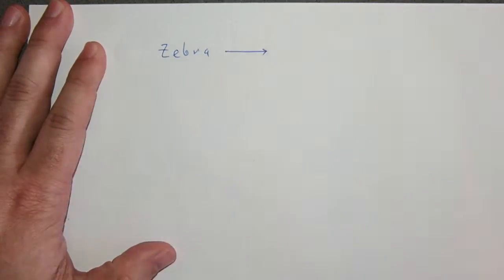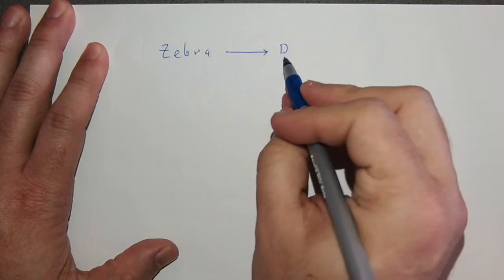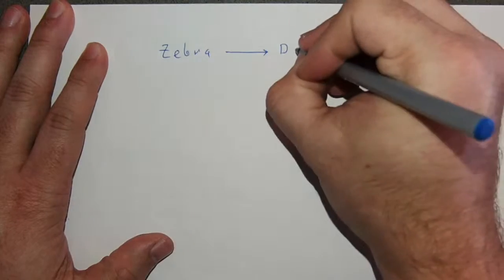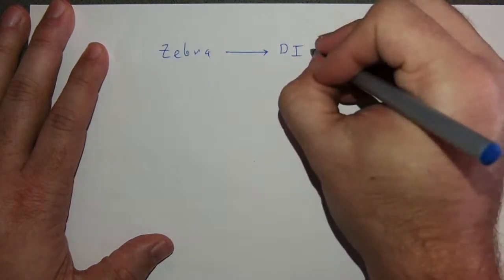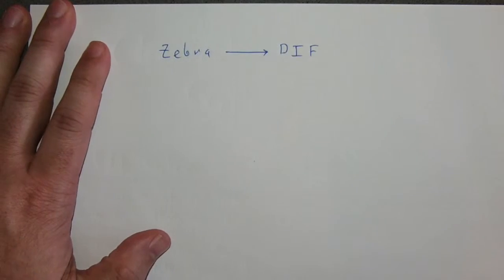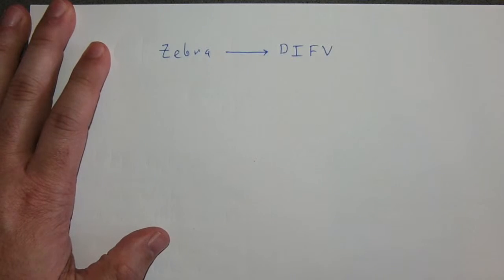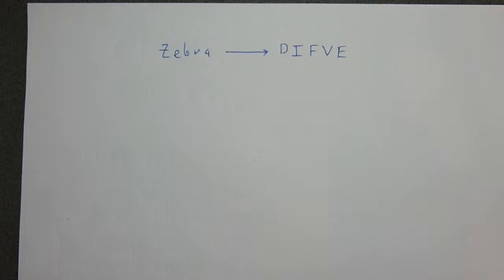I shift it 4 letters to the right, and that becomes Z gets shifted to D, E gets shifted to I, okay, B gets shifted to F, R gets shifted to V, and A gets shifted to E. So I get this nonsense word DIFVE.